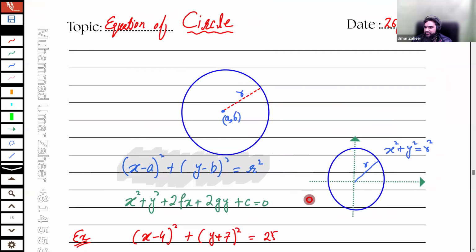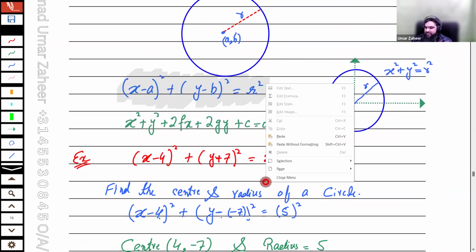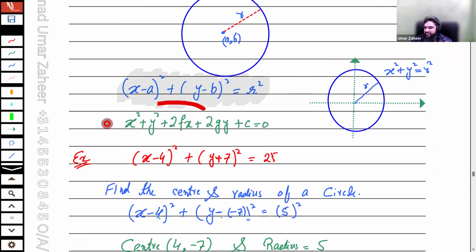Right, in the last class, first of all, we talked about the equation of a circle, that is x minus a whole square plus y minus b whole square is equal to r square, where a and b is basically the center of a circle and r is the radius. And there is another form. This is the completing square form, and there's another expanded form in which you have to open the square, so you will get the formula x square plus y square plus 2fx plus 2gy plus c is equal to 0.